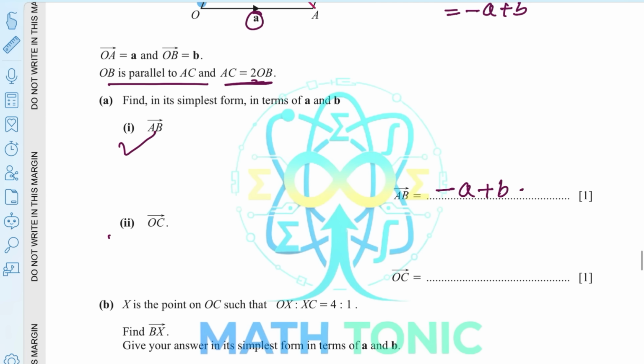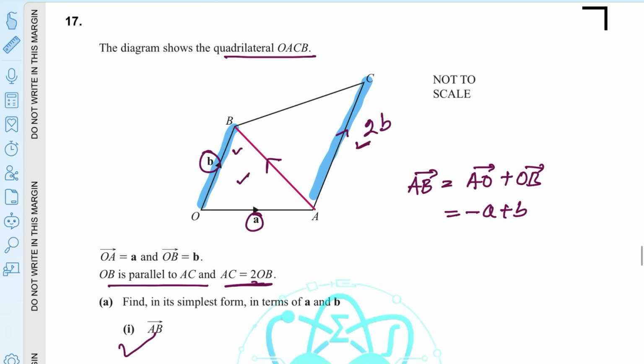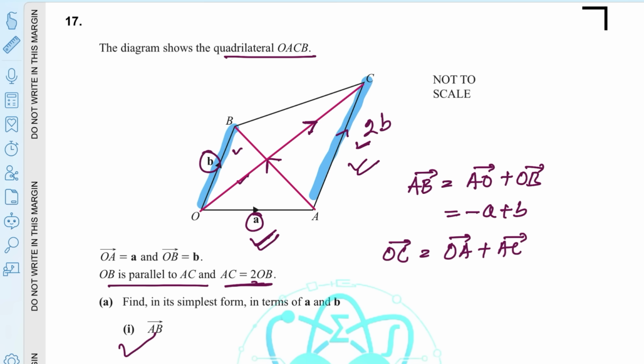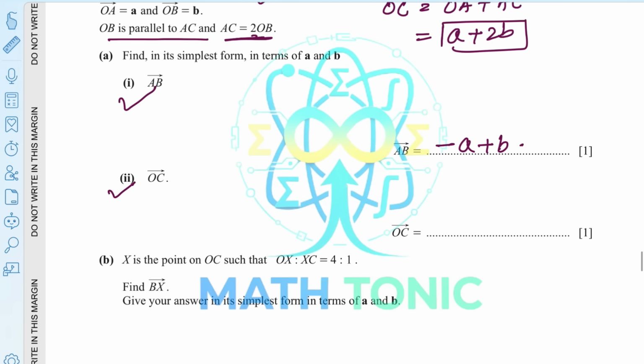Next question is given, find OC vector. Okay, OC vector means which one? If I try to join this, there will be OC vector in this direction, right? So OC vector equals OA, this one, plus AC. So OC vector equals OA vector plus AC vector, right? So OC equals a and AC is 2b. So that becomes a plus 2b. Is it okay? So OC vector equals a plus 2b vector.